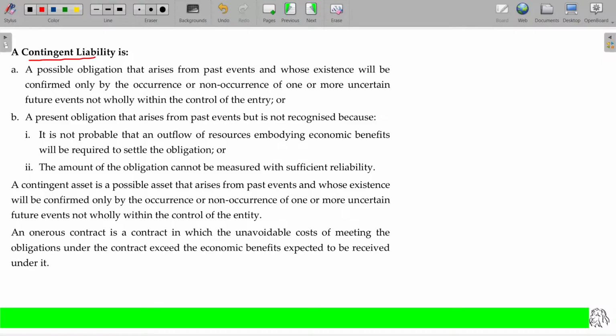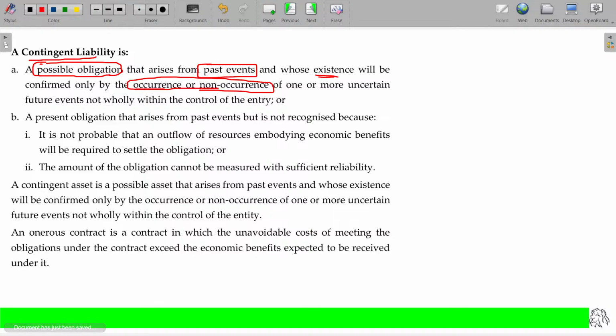In case of contingent liability, a possible obligation from past events. Okay, but it is a possible obligation whose existence will be confirmed by the occurrence or non-occurrence of an event. Is that okay?